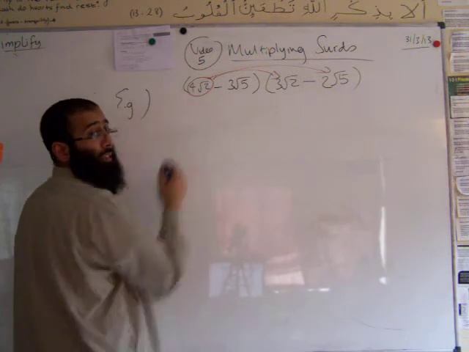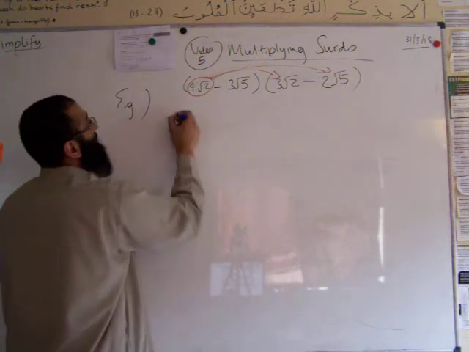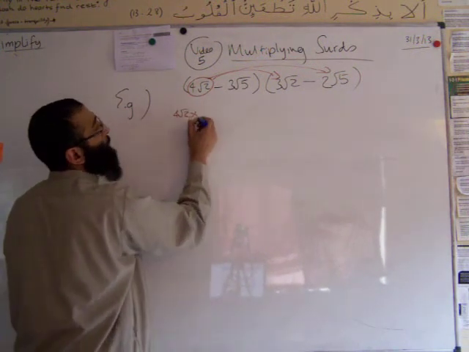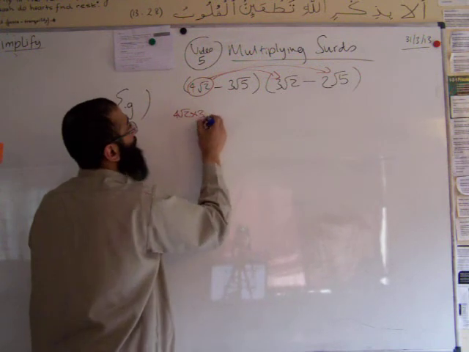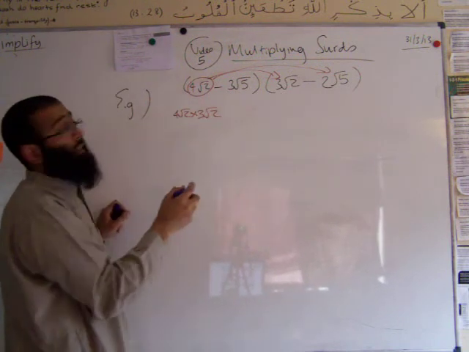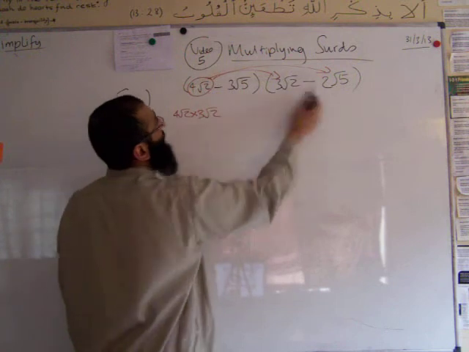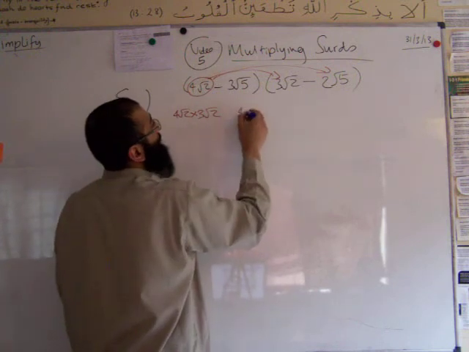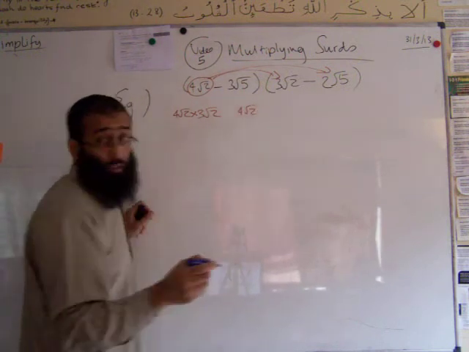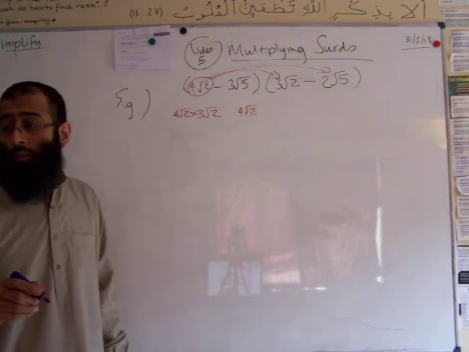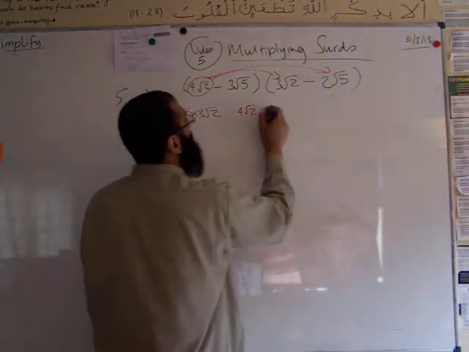Okay, we have 4 root 2. This one I will write out. So we have 4 root 2 multiplied by 3 root 2. Next, we have 4 root 2 multiplied by what? Minus 2 root 5. Minus 2 root 5.